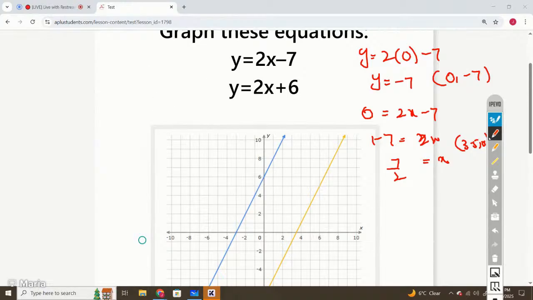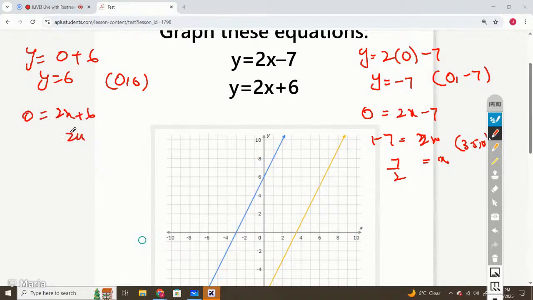Now for the second equation, we need to find the x-intercept and y-intercept also. So let's just put x equals 0. That is 0 plus 6, y equals 6. X is 0, y is 6. Now put y equals 0, 2x plus 6, 2x equals negative 6, x equals negative 3. So we have negative 3 and 0.